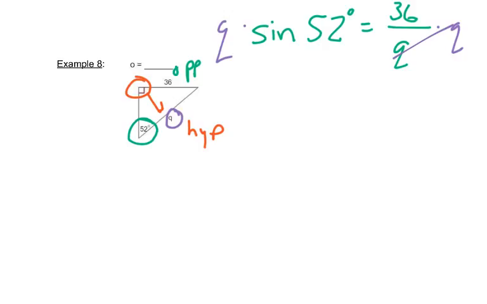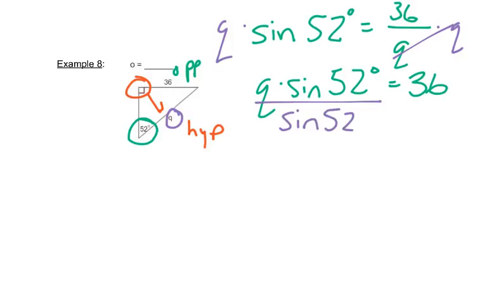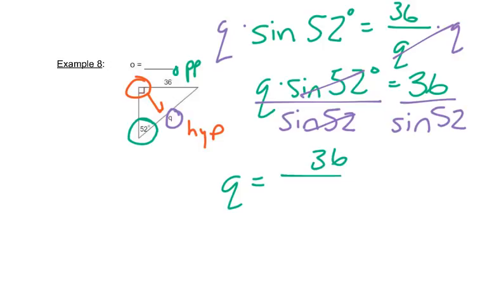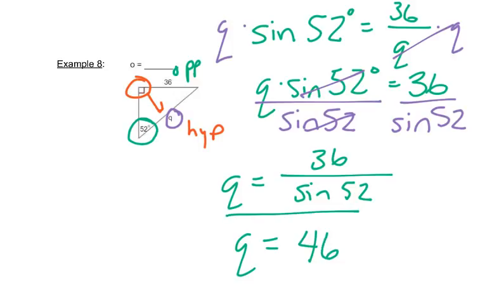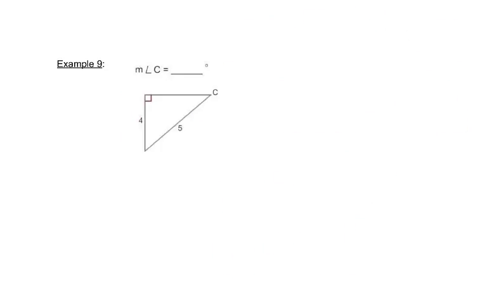And that gives me Q times the sine of 52 equals 36. And then I'll divide by the sine of 52. So in my calculator, I will type 36 divided by the sine of 52. And if we round that to the nearest whole number, it's 45.6, and it keeps going, which makes it be 46. So we'll do 2 more.